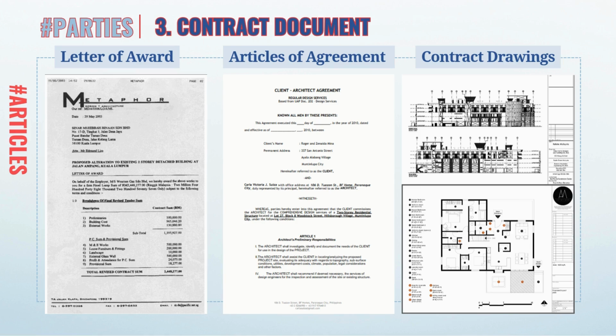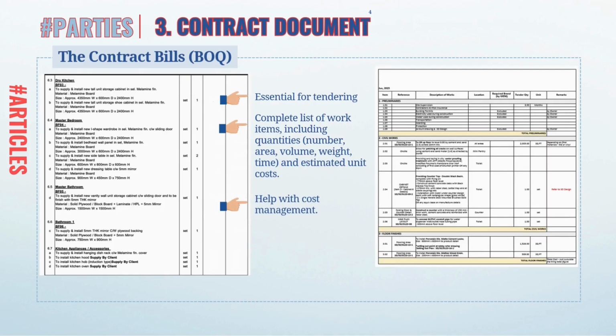In the articles of a contract, the contract document has significant importance. The letter of accord is a formal document that confirms the agreement between the parties. Articles of agreement is the formal agreement outlining terms and conditions of the contract. The contract drawings provide detailed technical drawings to guide the work. In addition, the contract bills are as important as other documents. This is also called a bill of quantities. These are the most detailed list of all the items of work to be carried out in a project along with their measured quantities and estimated cost.